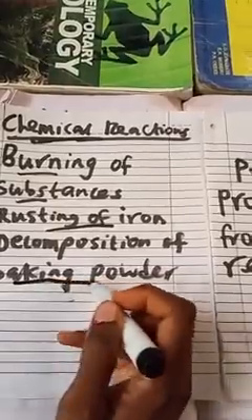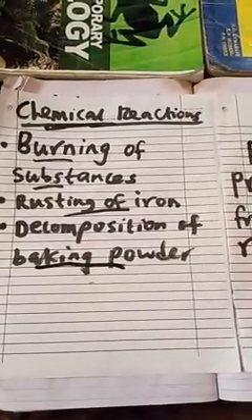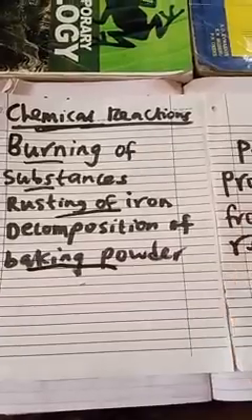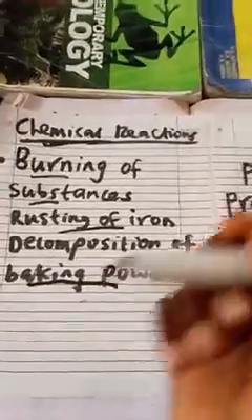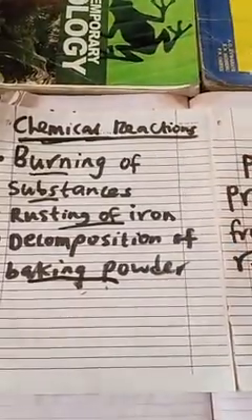Then there is the composition of baking powder. Baking powder is what you use in your bread to make your bread soft. That's chemistry. When you apply heat to it, it decomposes. So it's not really as abstract as you think. Once you put it in mind that you are studying chemical reactions that happen all around us, it becomes interesting.